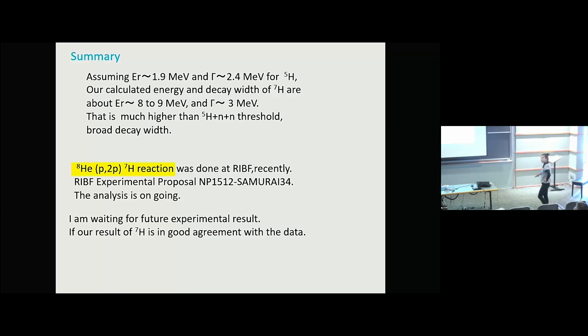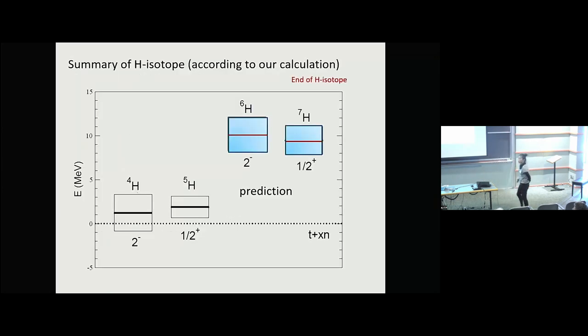Okay, now as mentioned before, this experiment was done at RIBF recently. So now this analysis is ongoing, and I'm really waiting for the future experimental result. If our result for hydrogen 7 is in good agreement with the experimental data, we could conclude that maybe hydrogen 7 is the end of the hydrogen isotopes.